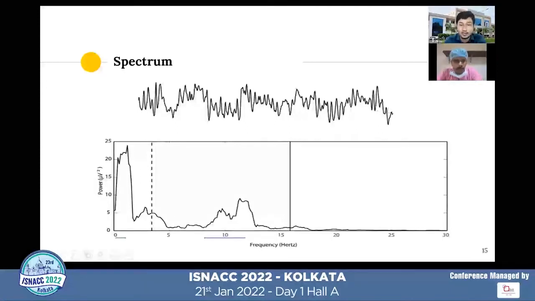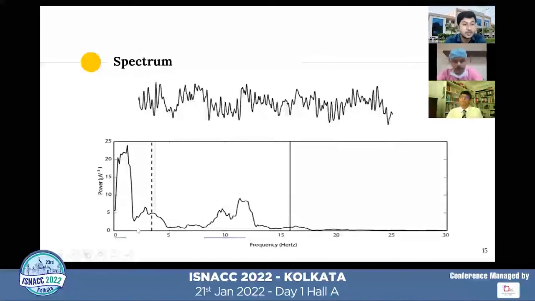So when you take this EEG waveform, this is the spectrum that it provides. This is known as frequency domain analysis. Here on the x-axis, we have frequency, and on the y-axis, we have power. Power is the square of amplitude.